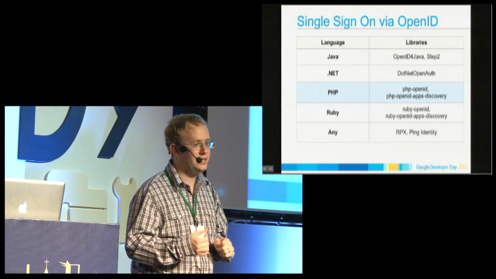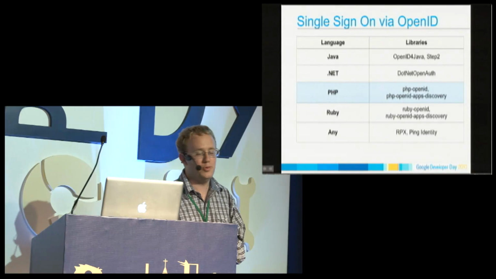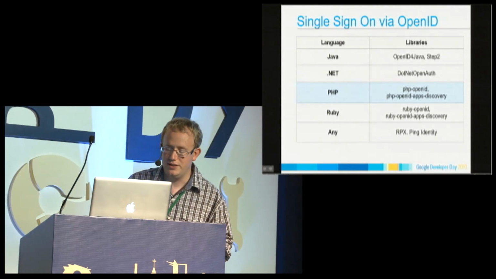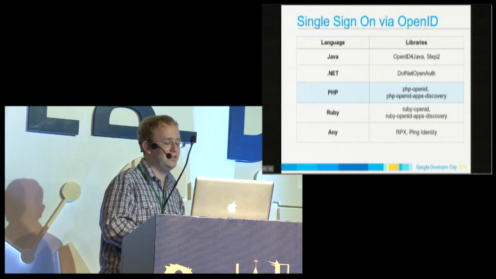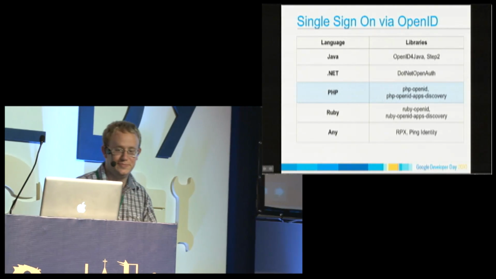Now, Google Apps OpenID has a slightly different discovery process than regular OpenID, but there's also libraries to handle that for you. In today's examples, we're going to actually be using PHP, not necessarily everyone's favorite language, but a language a lot of people understand.